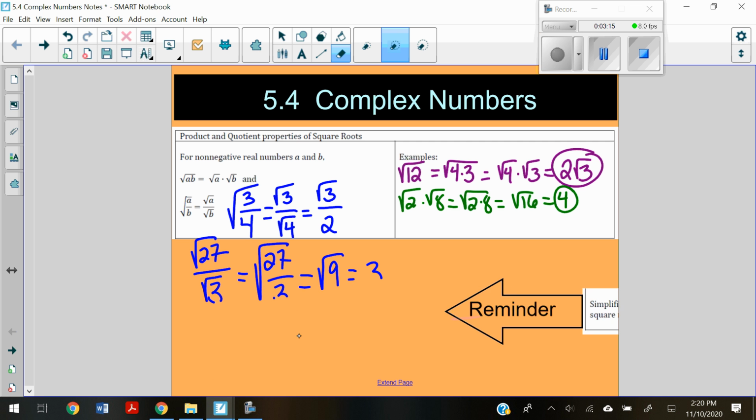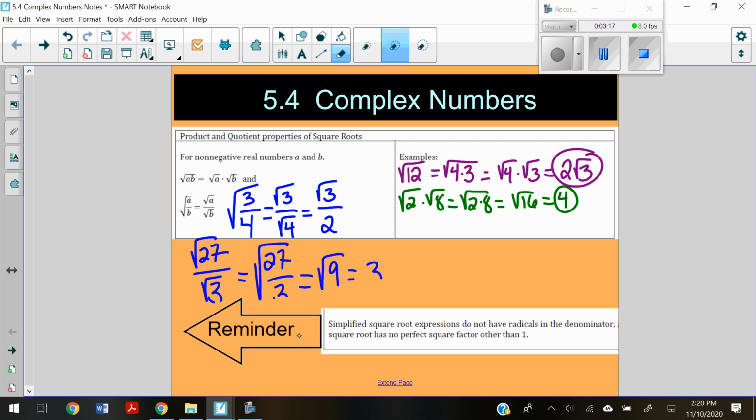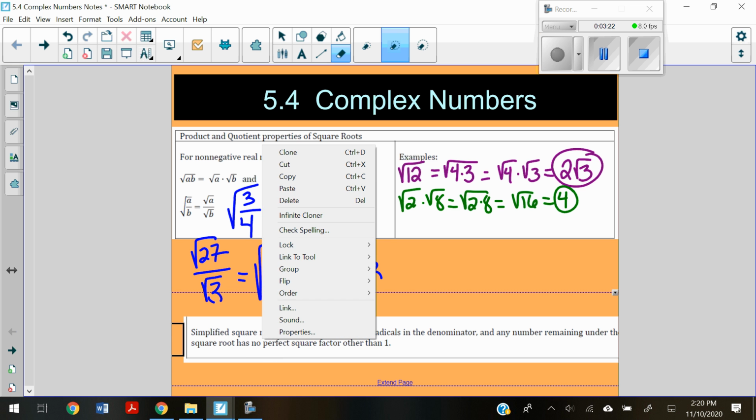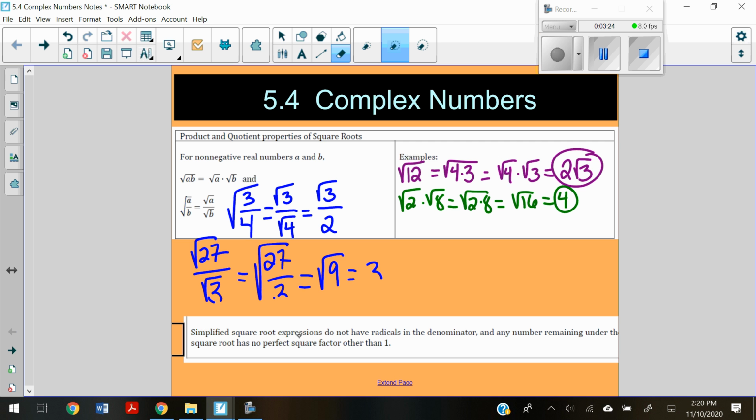And then we just have a little reminder here. This is right underneath, same idea. So right underneath yours, it says simplified square roots expressions do not have radicals in the denominator. Any number remaining under the square root has no perfect square factor other than 1. So it just goes back to what I was just looking at with you.